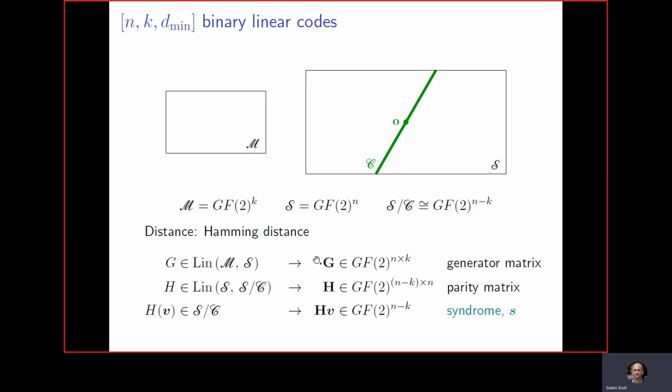M and S have canonical bases. And let's assume that the basis is fixed also in the vector space of error cosets. Then the generator map has an n by k generator matrix G, and the parity map has an n minus k by n parity matrix H. The parity matrix maps the received signal V onto a vector of GF2 to the n minus k. This vector is called the syndrome, and it is usually denoted by S.